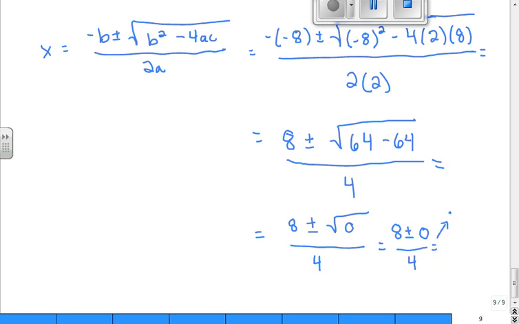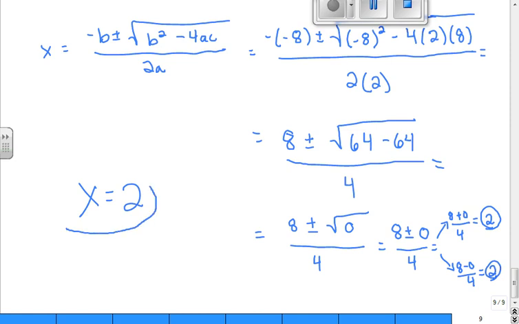So we would have 8 plus 0 over 4. Well, 8 plus 0 is just 8. 8 over 4 is 2. Okay, we can have 8 minus 0 over 4. Well, 8 minus 0 is just 8, and 8 over 4 is 2. So both of these are the same. So the only thing that x can equal is 2. There's only one root here. We get 2. We get it twice.